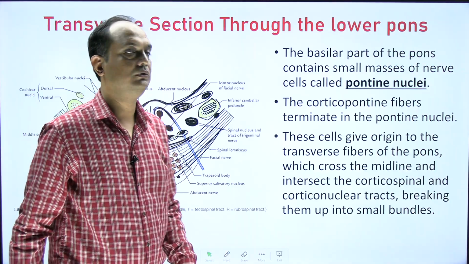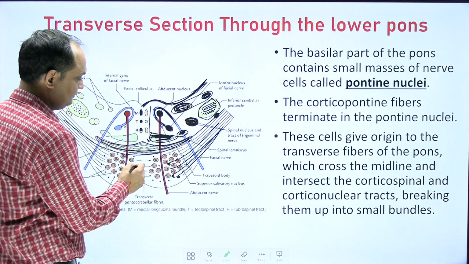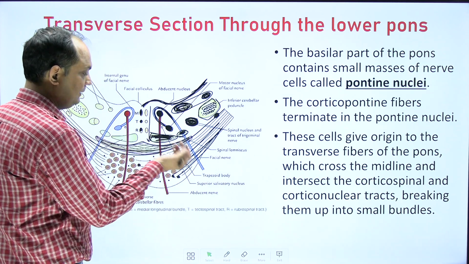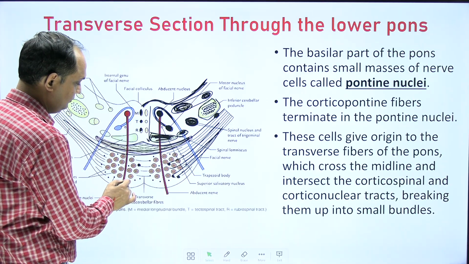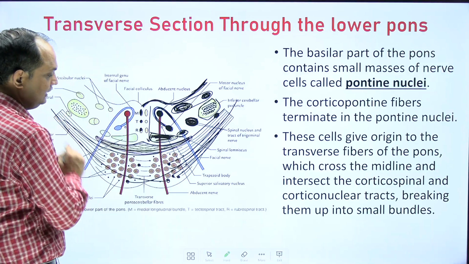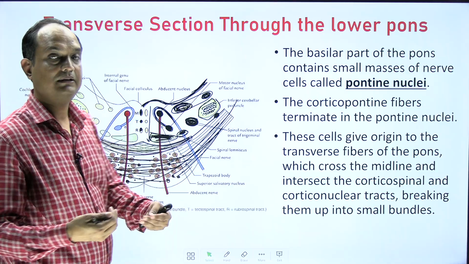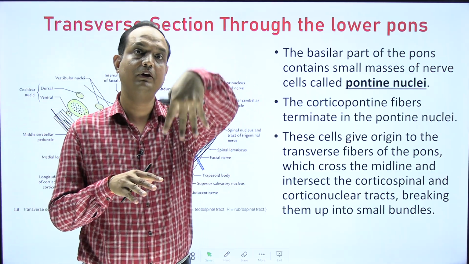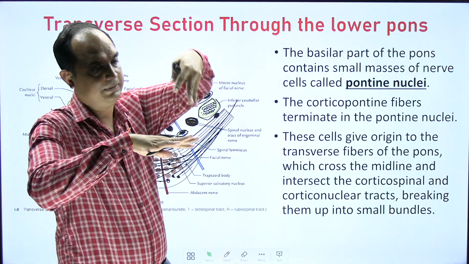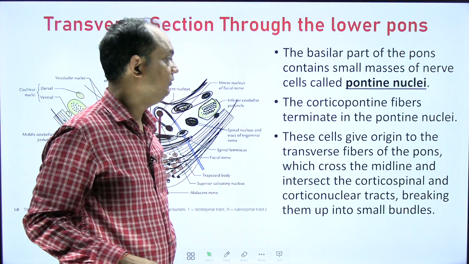Now what is happening due to the presence of these transverse fibers? You have to understand that these transverse fibers are actually not going to the same side. These fibers are going to the opposite side. So the right pontine nuclei fibers will go to the left, and the left pontine nuclei will go to the right. When they are passing through this basilar part, they are passing between the fibers of your longitudinal tracts. So when the horizontal fibers are passing between the fibers of longitudinal tracts, because of this reason, what will happen?